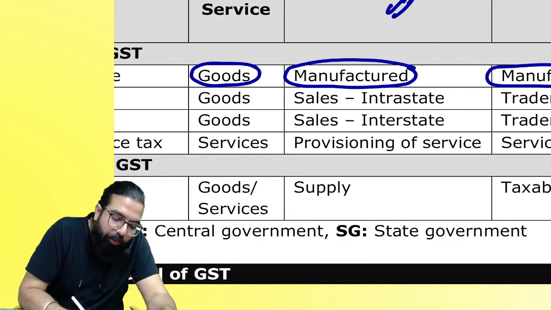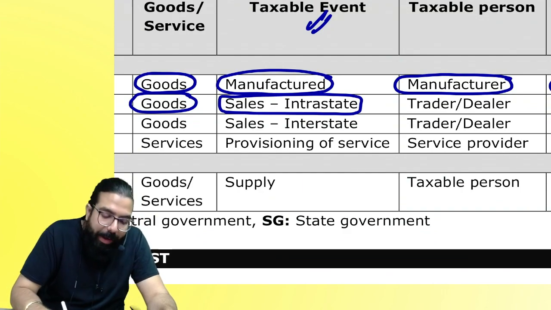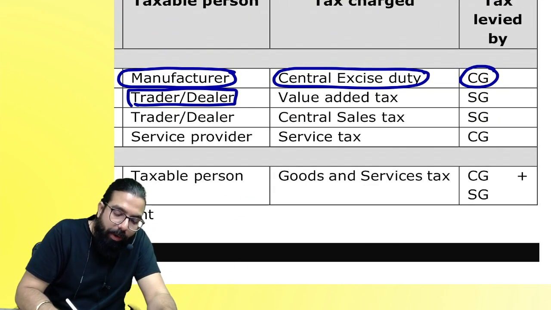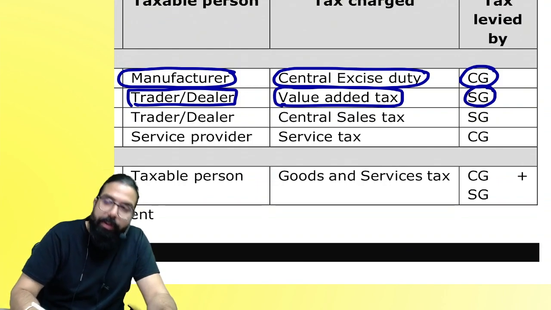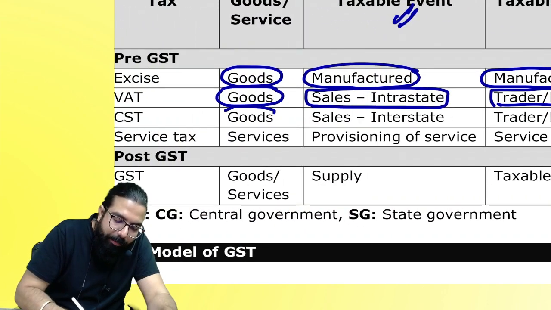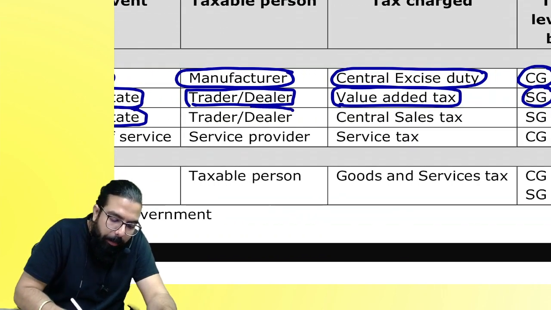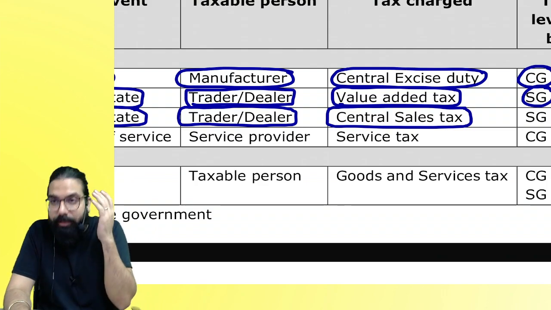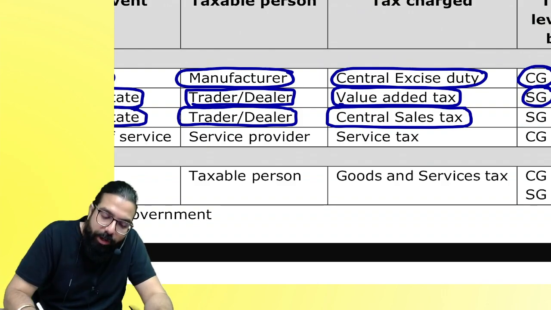If goods were being sold within the state, intra-state, by a trader or a dealer, what used to be charged, everyone? Value added tax. VAT used to be charged if it was sold within the state, and that used to go to the state government. Earlier, whenever goods were sold interstate, meaning from one state to another state, by a trader or a dealer, central sales tax, CST, used to be charged. If you sold goods from one state to another, you charged not VAT but CST.